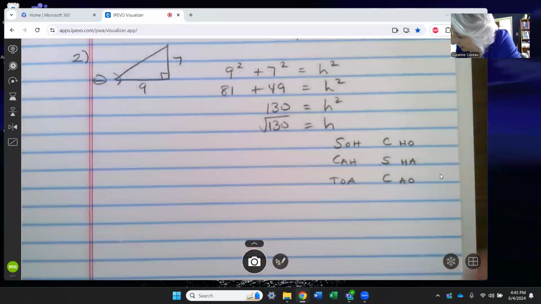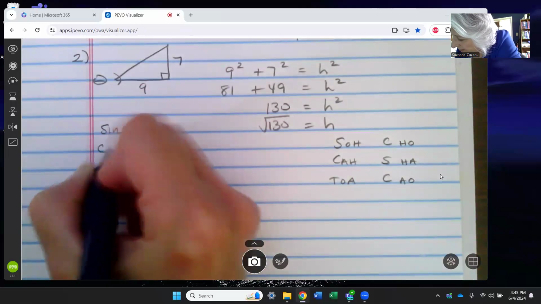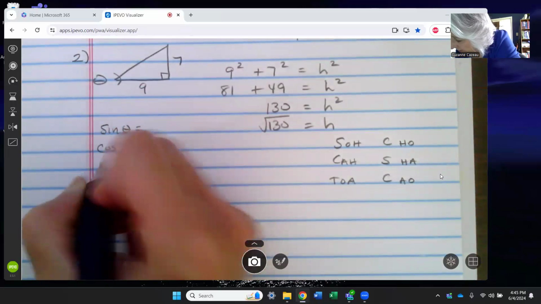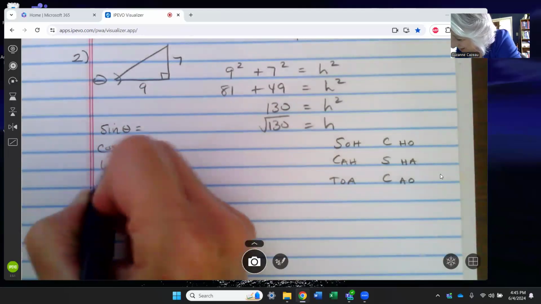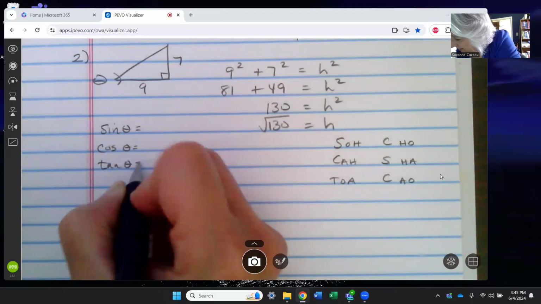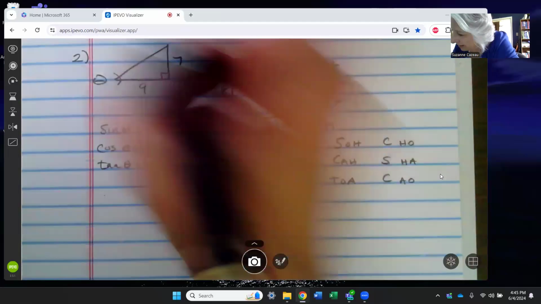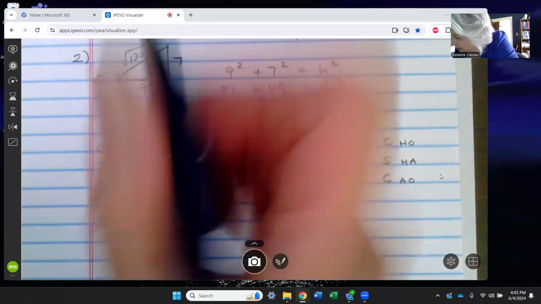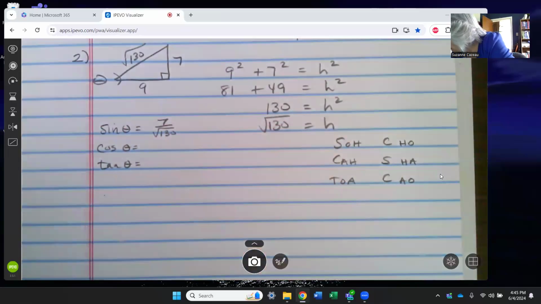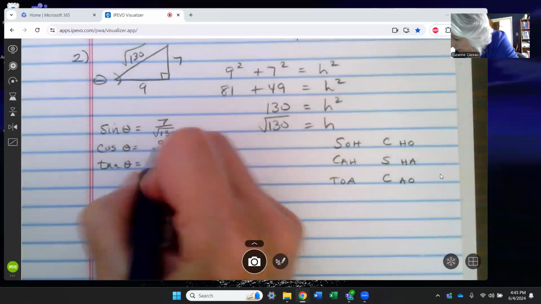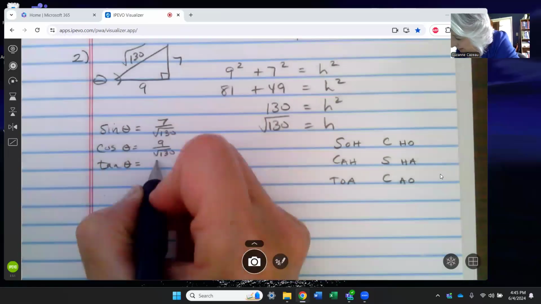And what do we want? We want the sine of theta. We want the cosine of theta. Feel free to skip ahead. Tangent of theta. Right? So opposite over hypotenuse. The hypotenuse now is root 130. So 7 over root 130. And then the adjacent is 9 over root 130. And then opposite over adjacent is 7 over 9.